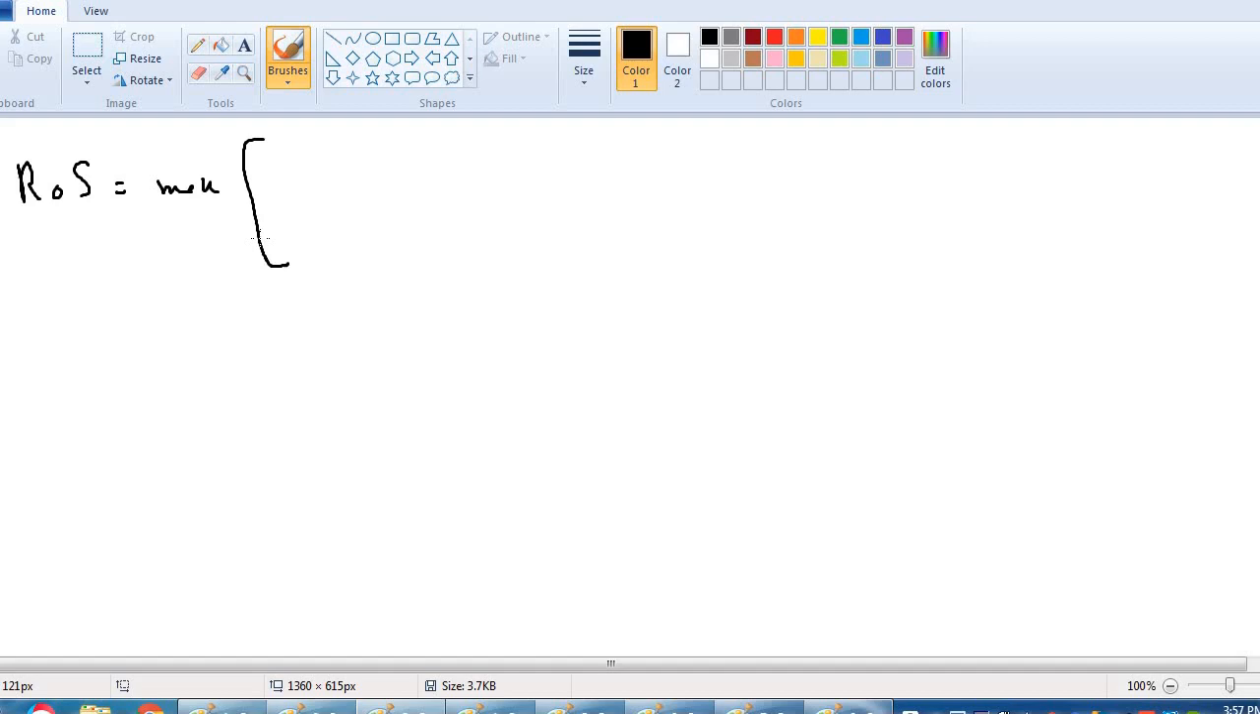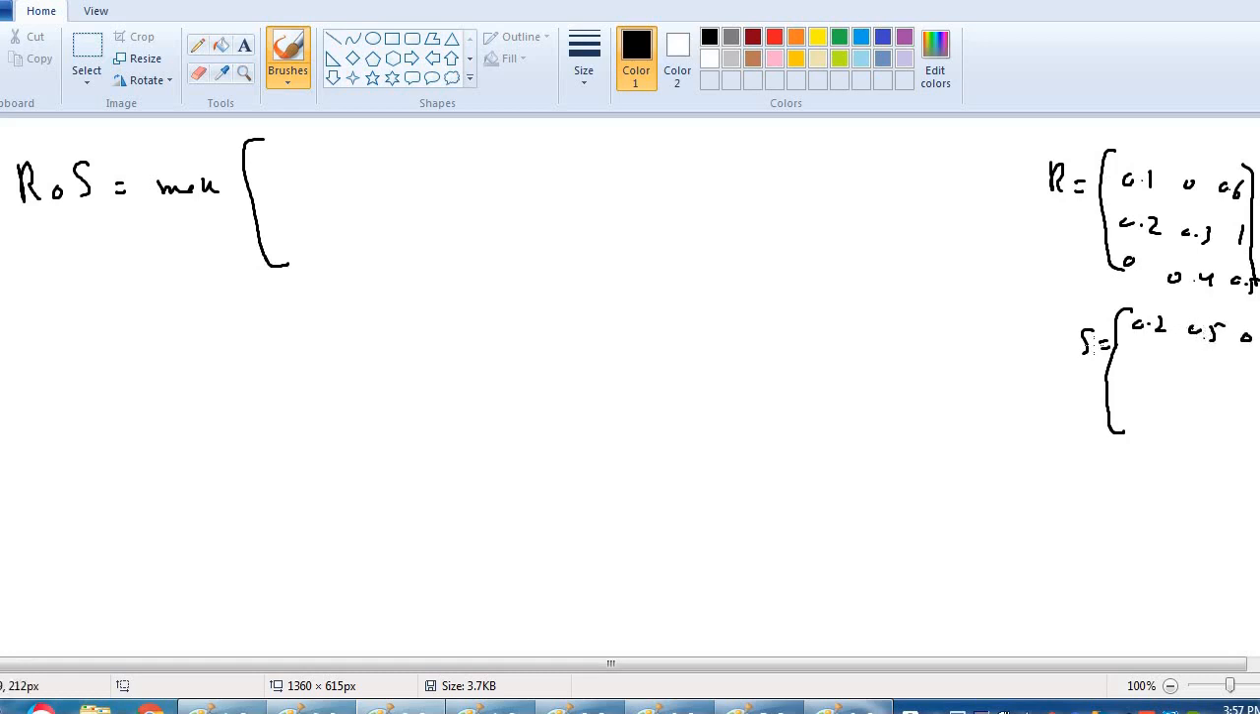For example, if we have R equal to [0.1, 0, 0.6; 0.2, 0.3, 1; 0, 0.4, 0.5], and similarly, if we have S equal to [0.2, 0.5, 0; 0.9, 1, 0.3; 1, 0.5, 0.4].